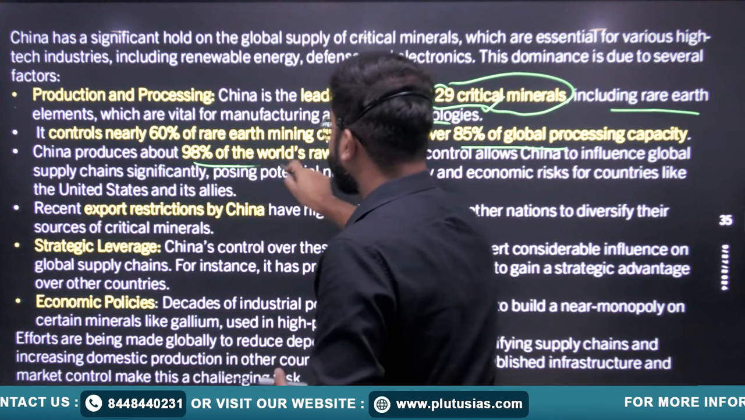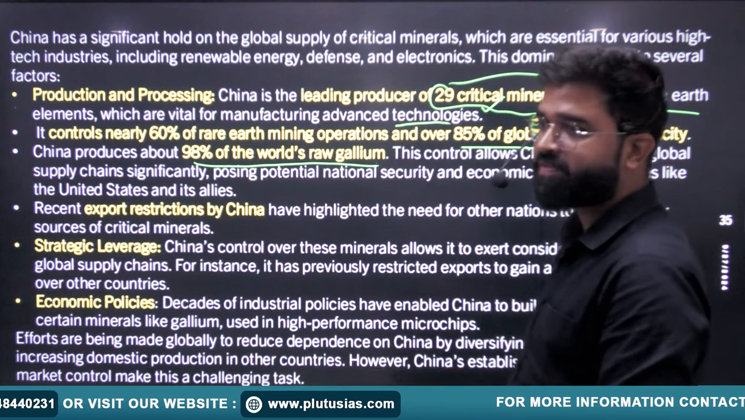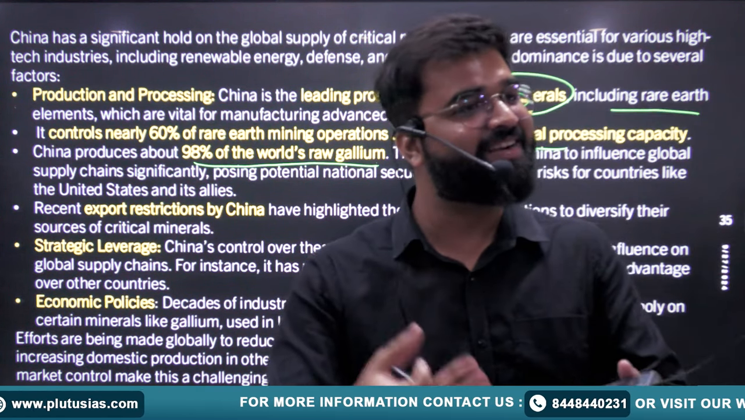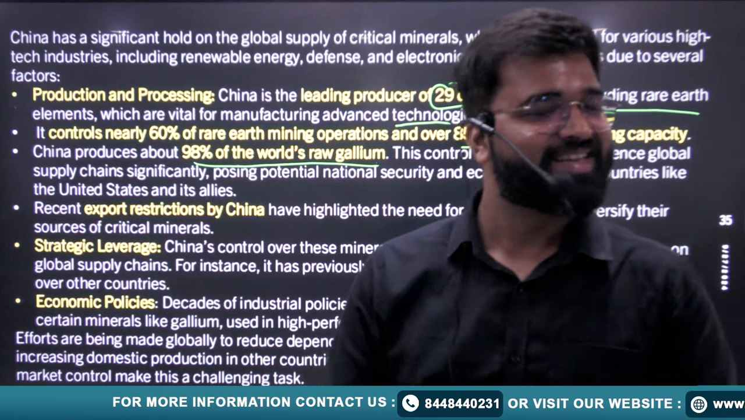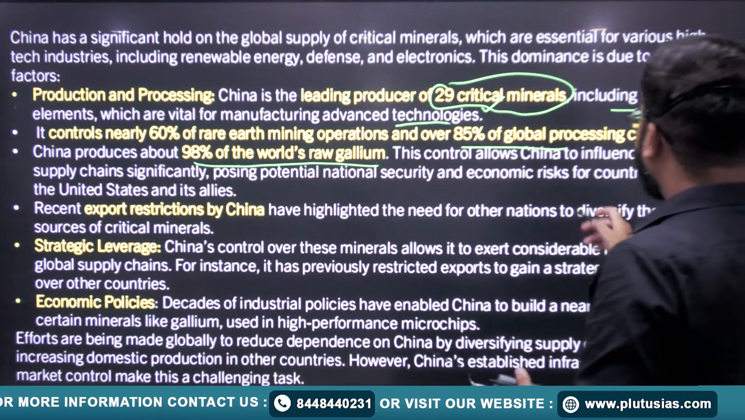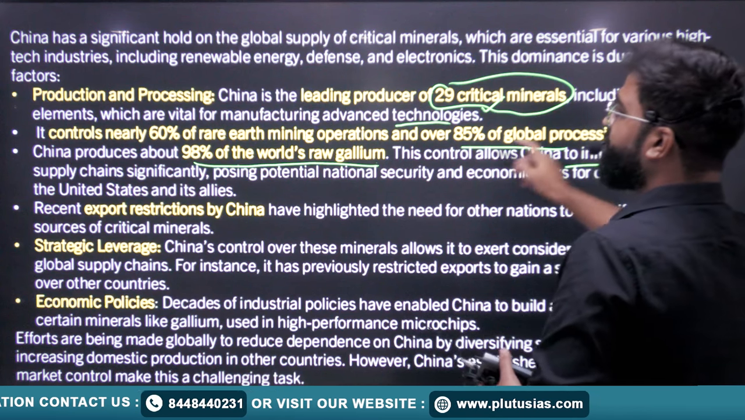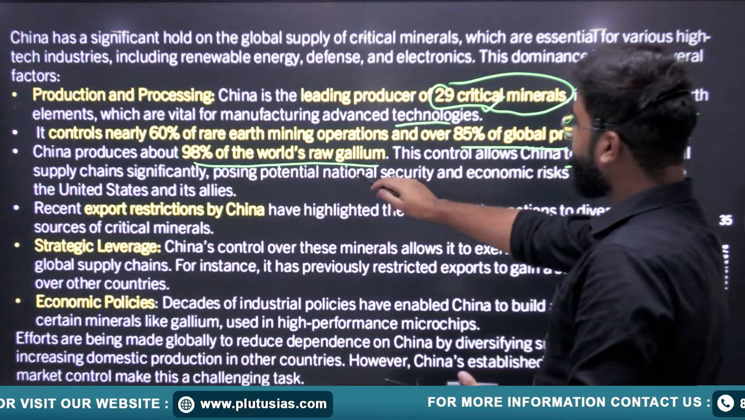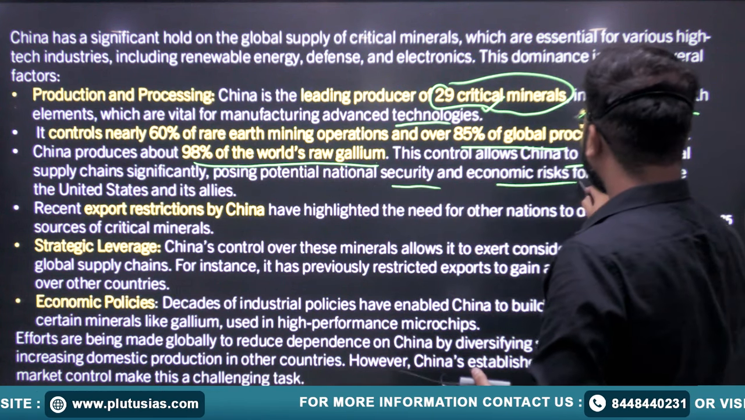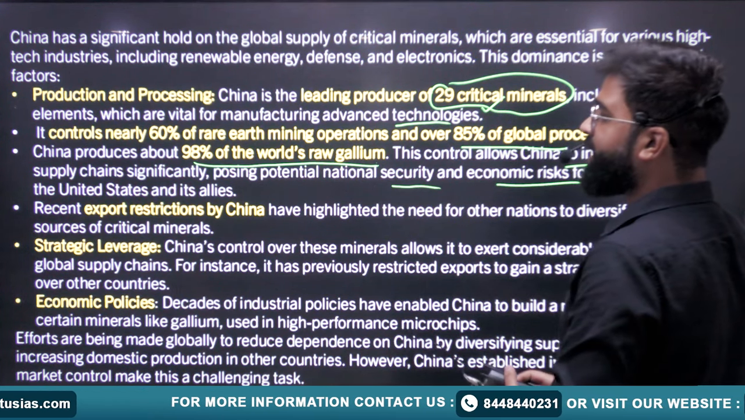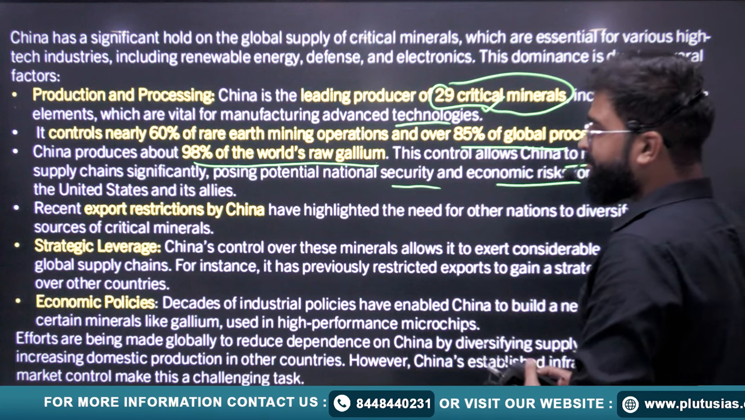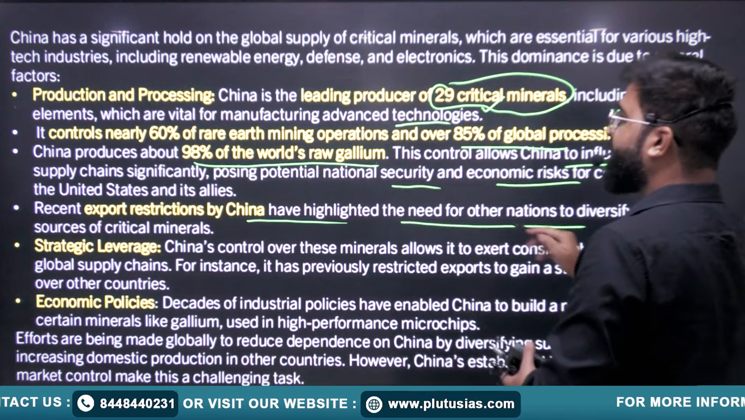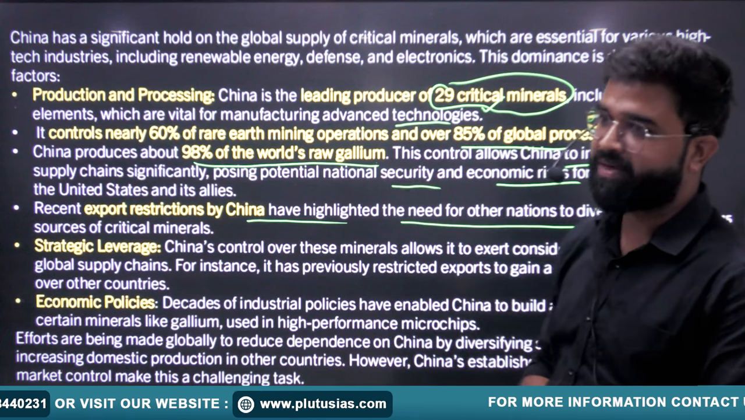It produces 98% of the raw gallium. Means gallium is 100% controlled by China. This control allows China to influence the global supply chain significantly, yes, because they are controlling it, posing potential national security and economic risk for countries like United States and its allies. Recent export restrictions have highlighted the need for other nations to diversify their sources of critical minerals.